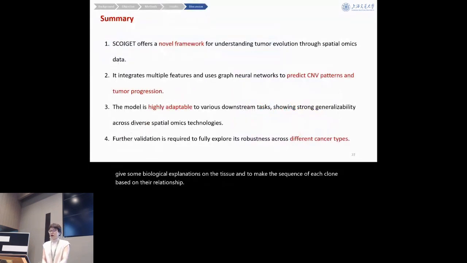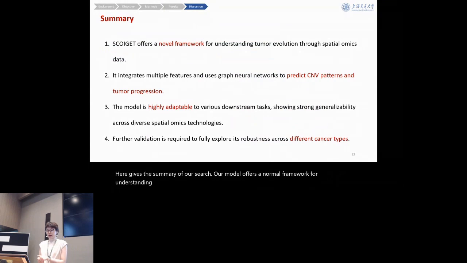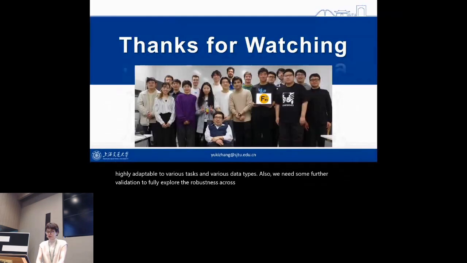Here gives the summary of our research. Our model offers a novel framework for understanding tumor evolution through spatial omics data. It integrates multiple features and uses graph neural networks to predict CNV patterns and tumor progression. And our model is highly adaptable to various tasks and various data types. Also, we need some further validation to fully explore the robustness across different cancer types.